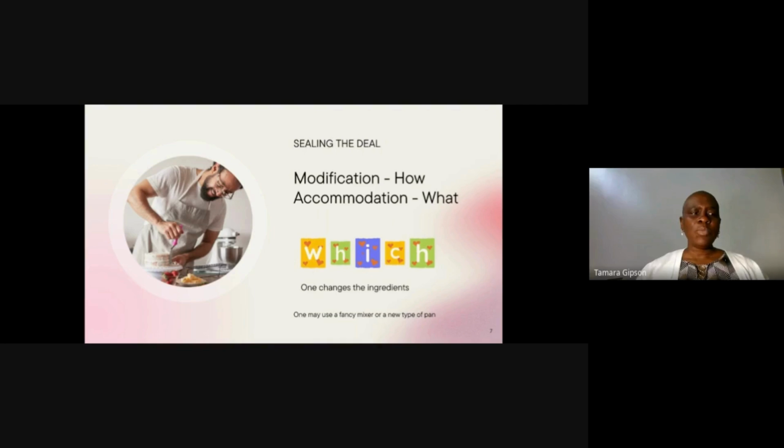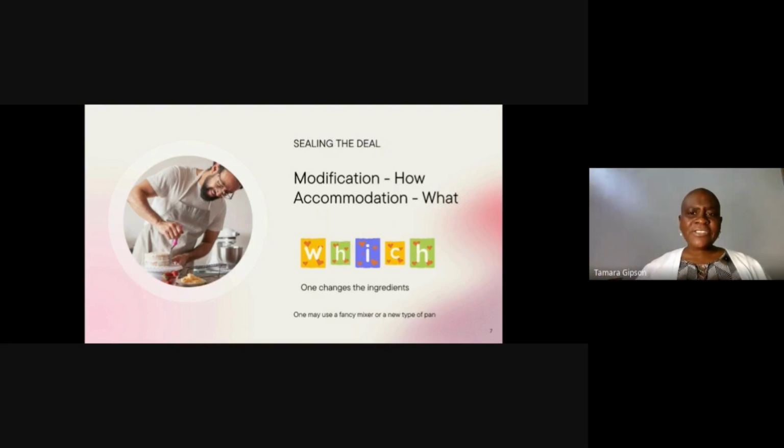So, what are the key differences? How do we seal this deal? What makes this understandable? I'd like to relate it to a cake. When a person is making a cake, if it is a modification, I'm changing the ingredients. I may be taking out the flour, putting in something else that would make it a binder. When I am making a cake and I am accommodating, I might simply be using a fancy pan, a different kind of mixer, but I am not changing the ingredients of that cake.